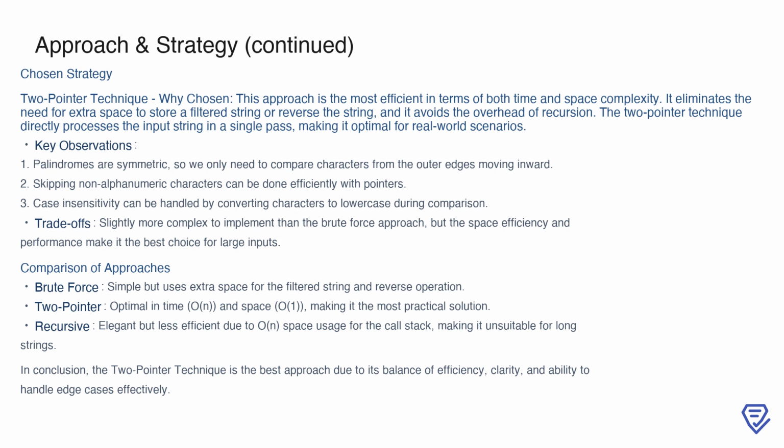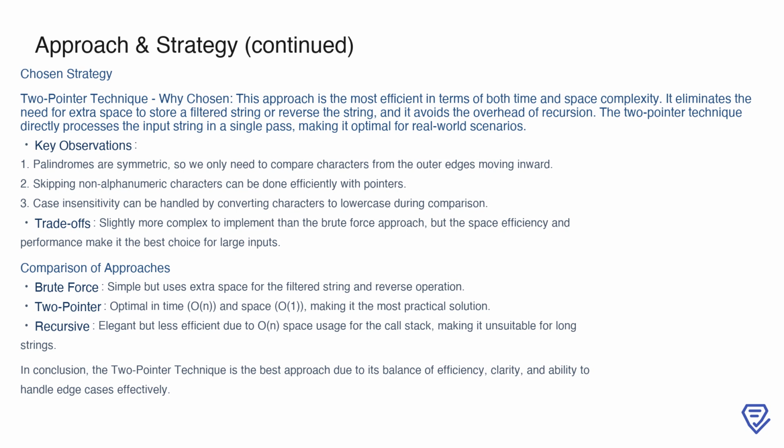It achieves optimal performance with O(n) time complexity and O(1) space usage by processing the string directly without creating additional data structures. This method leverages the symmetric nature of palindromes, comparing characters from the outer edges inward while efficiently skipping non-alphanumeric characters. Case insensitivity is handled seamlessly by converting characters to lowercase during the comparison process.